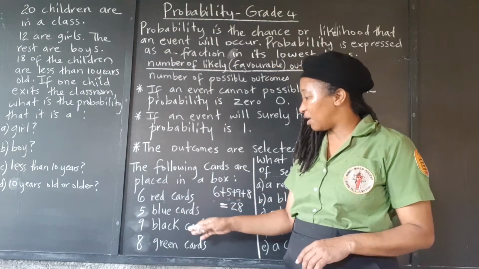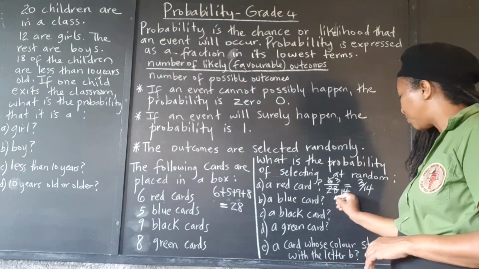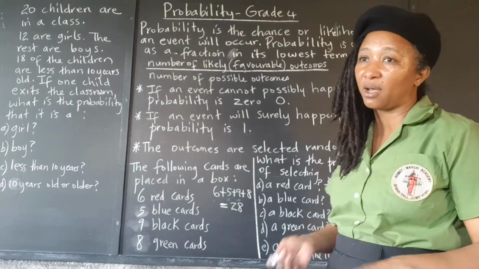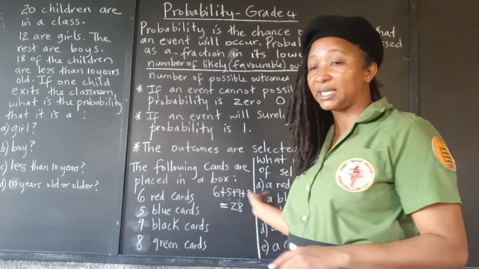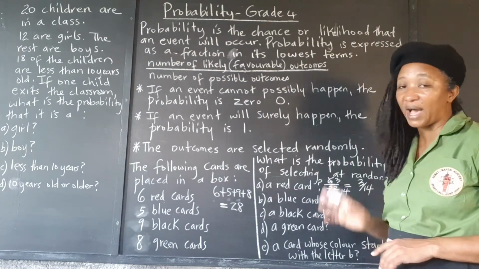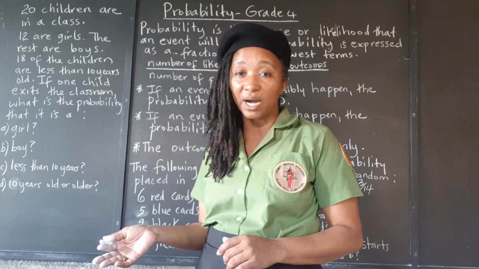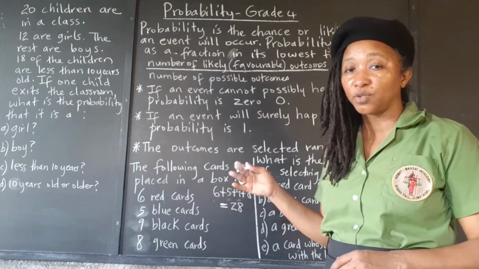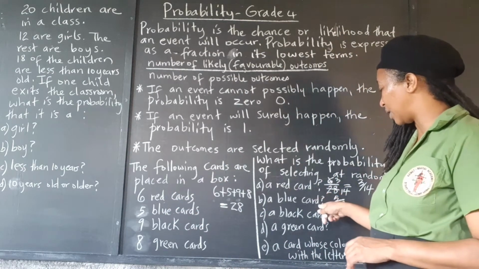What's the probability of choosing a blue card? There are 5 blue cards, so that would be 5 over 28, which is already in its lowest terms. It cannot be reduced. Only 1 can go into 5 and 28, so this is in its simplest form. The probability of choosing a blue card is 5/28. So what's the probability of not choosing a blue card? 28 minus 5, that's 23. 23 out of 28. That's the probability of not choosing a blue card.